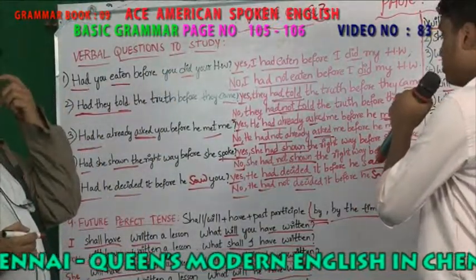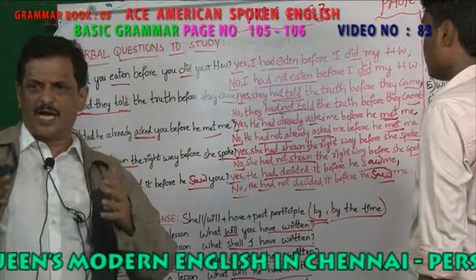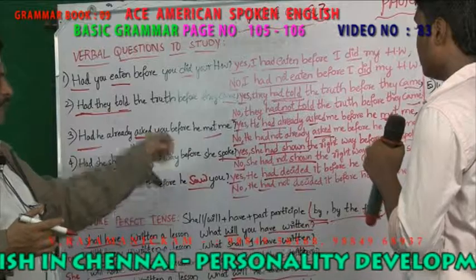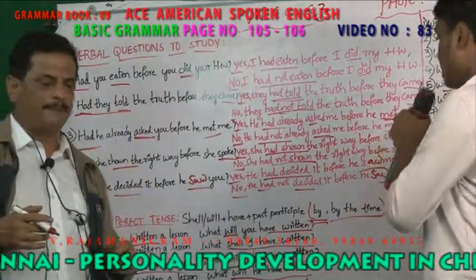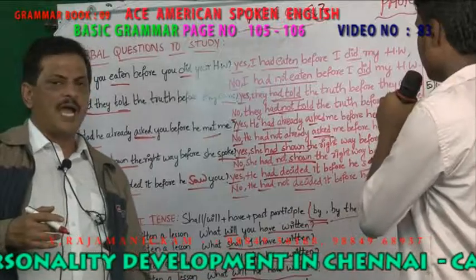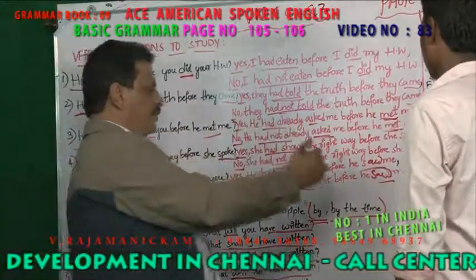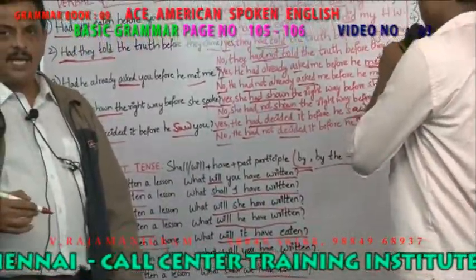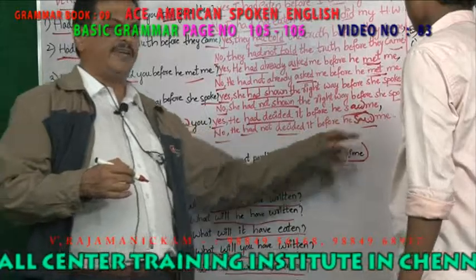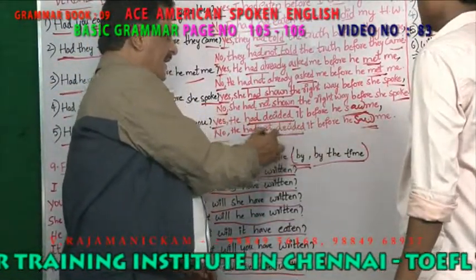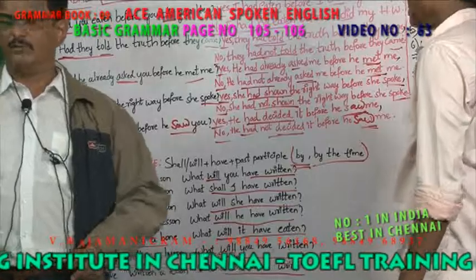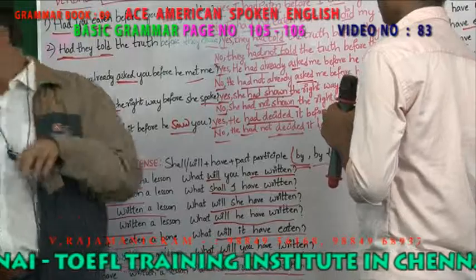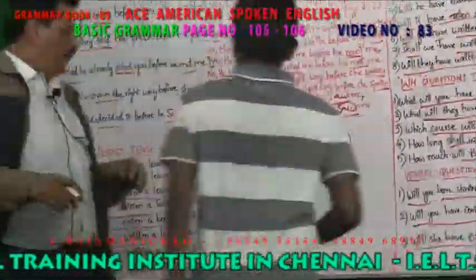அடுத்தது, had he decided it before he saw you? அவன் உன்னை சந்தித்ததற்கு முன்னால் ஏற்கனவே முடிவெடுத்து விட்டானா? பதில் என்ன? Yes, he had decided it before he saw me. அவன் என்னை பார்ப்பதற்கு முன் ஏற்கனவே முடிவு எடுத்து விட்டான். No, he had not decided it before he saw me. இல்லை அவன் முடிவெடுத்திருந்ததில்லை. Saw இரண்டாவது, had decided முன்னாடி நடந்தது, அதை முன்னாடி போட்டு விடுகிறீர்கள்.